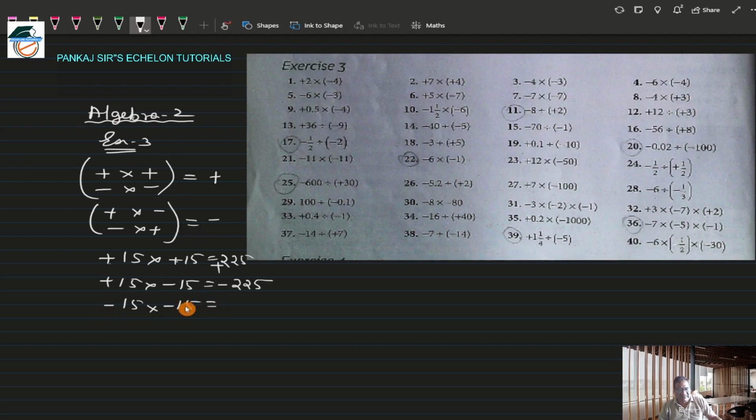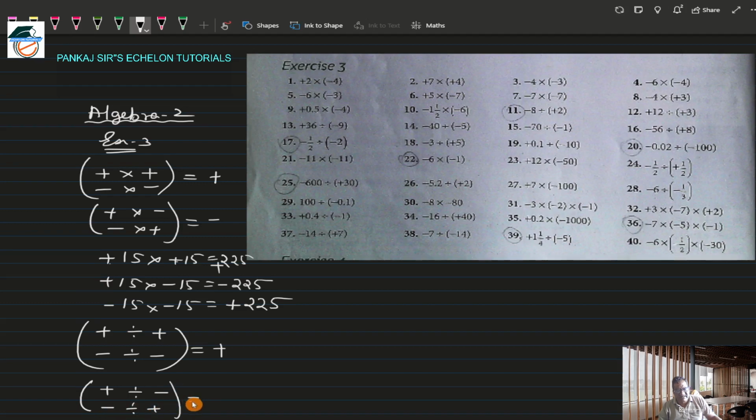Suppose I take minus 15 into minus 15. Now both numbers have the same sign, minus. As I told you, the product of minus and minus is always positive, so the answer will be plus 225. The same rule applies for division also. Plus divided by a plus and minus divided by a minus will always give you a result which is plus. And if it is plus divided by a minus or a minus divided by a plus, the answer will always be minus. Same rule.